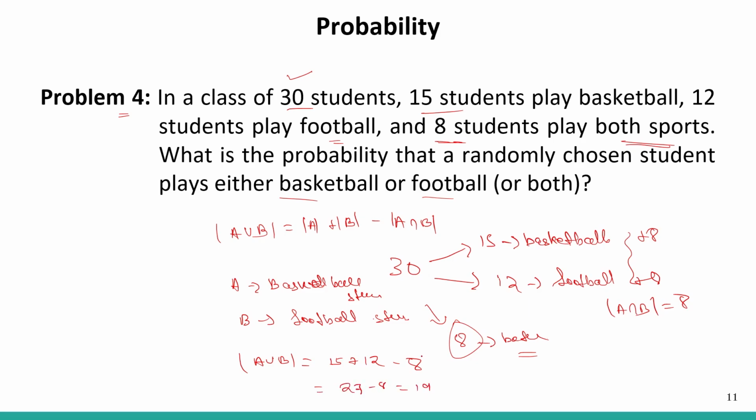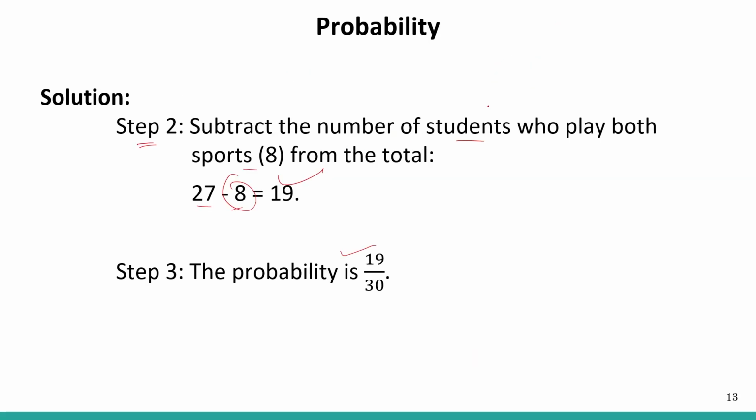That is equal to 19. So how do we evaluate probability? Probability is equal to the number of favorable outcomes divided by the number of total outcomes. The number of favorable outcomes is 19 and the number of total outcomes is 30, because there are 30 students, so it will be 19 by 30. We can't simplify it further, because 19 is a prime number. So the probability comes out to be 19 by 30.